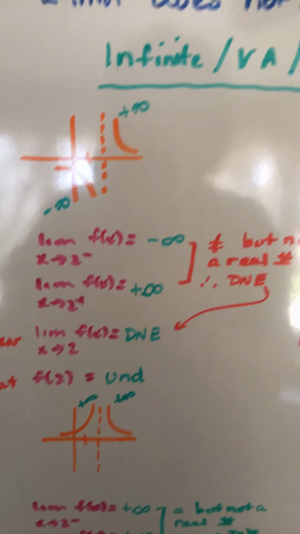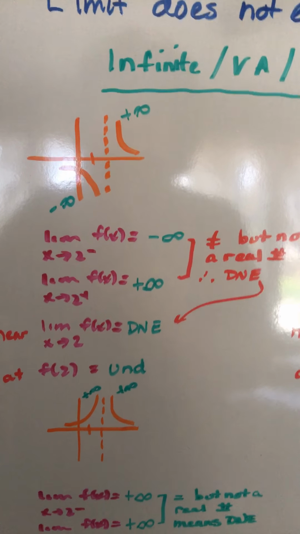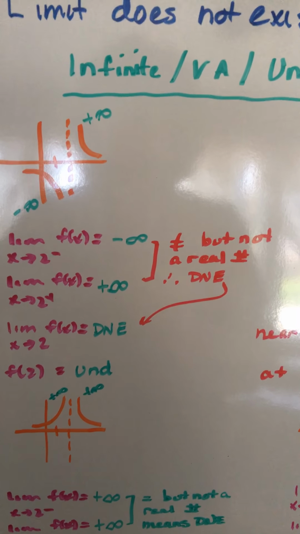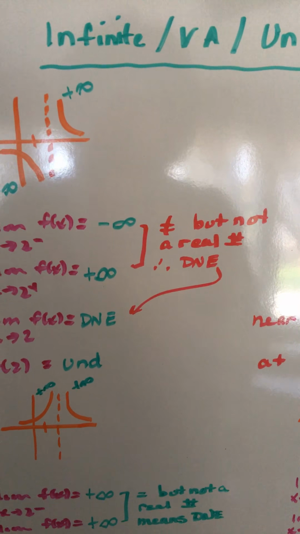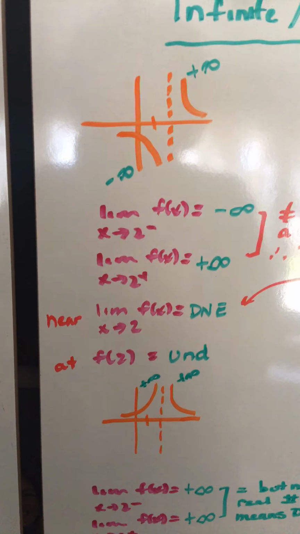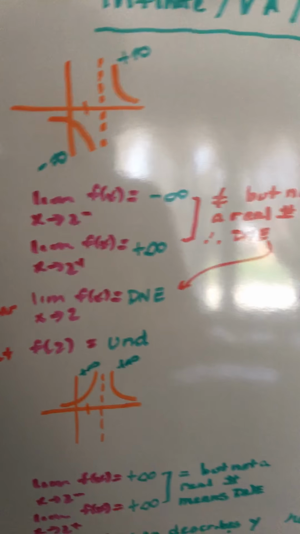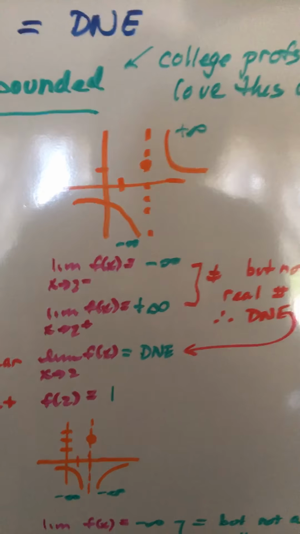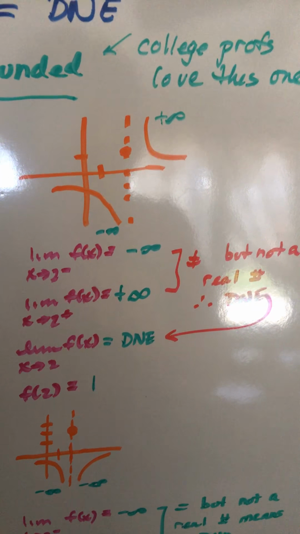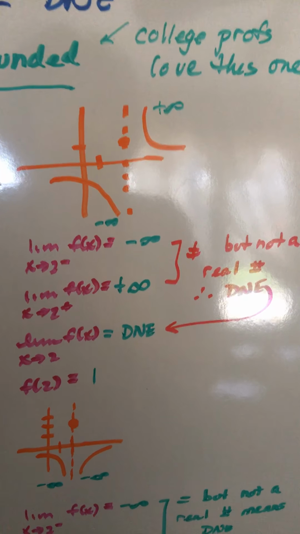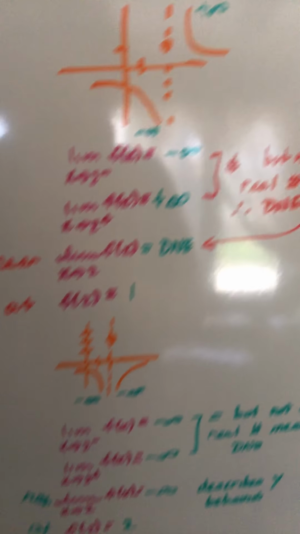So I gave you a picture. Notice the left side is heading to negative infinity. The right side's heading to positive infinity. They're not equal, the infinities, but the main thing is they're not a real number, so that would mean the limit does not exist. And so near the asymptote, notice I did not put an ordered pair on the asymptote, so it's undefined. Now I'm going to put the ordered pair on the asymptote. The limits are still negative infinity, positive infinity from the left and right. The limit does not exist, but the function value is 1. Again, what good does that do us?